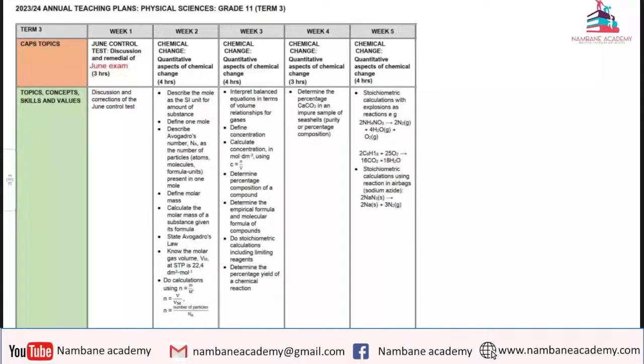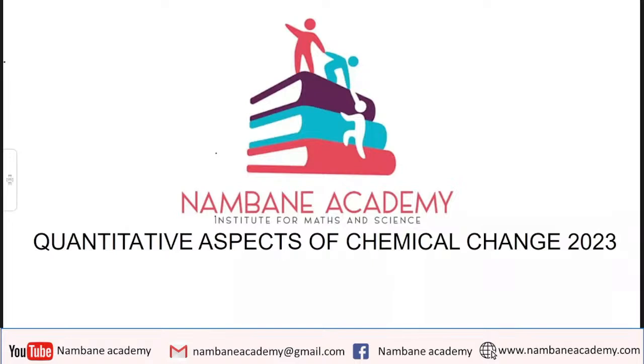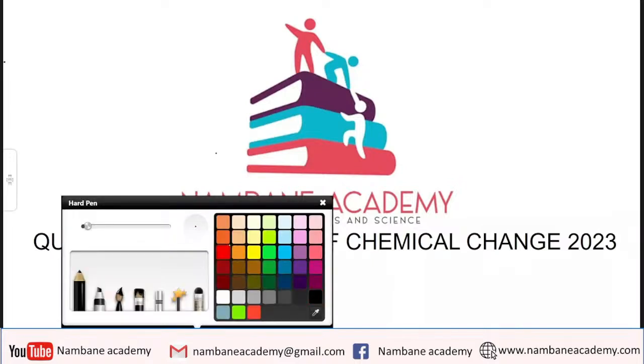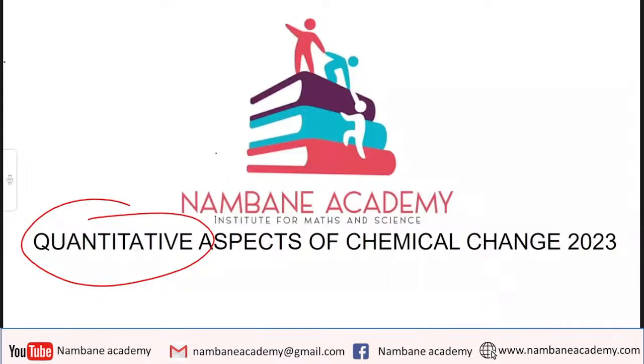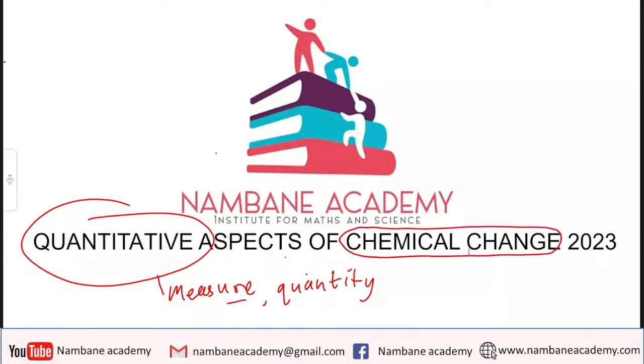So let's go back to the topic itself, or the title of the topic. The title of the topic is called Quantitative Aspects of Chemical Change. What do we mean with quantitative? We are interested in what we call a measure, or basically quantity. So whatever we do, we are going to try and have a certain form of measure, have a certain form of quantity. But how are we going to do this?